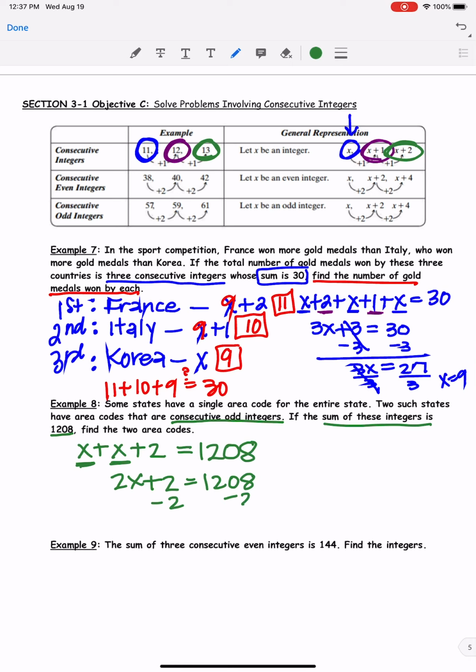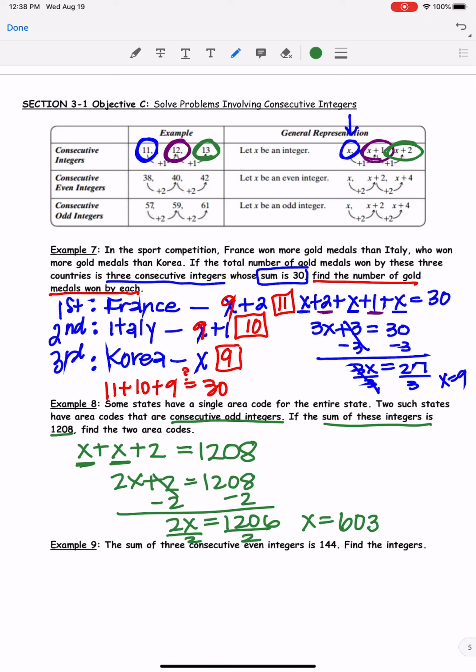Subtract your 2 over. So I've got 2x equals 1206. And then divide both sides by 2. And you get x equals, 2 goes into 12 6 times, 2 goes into 0 times, and 2 goes into 6 3 times.